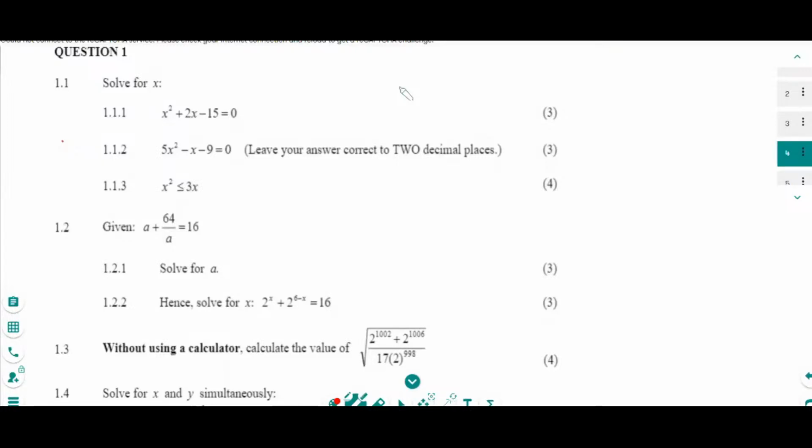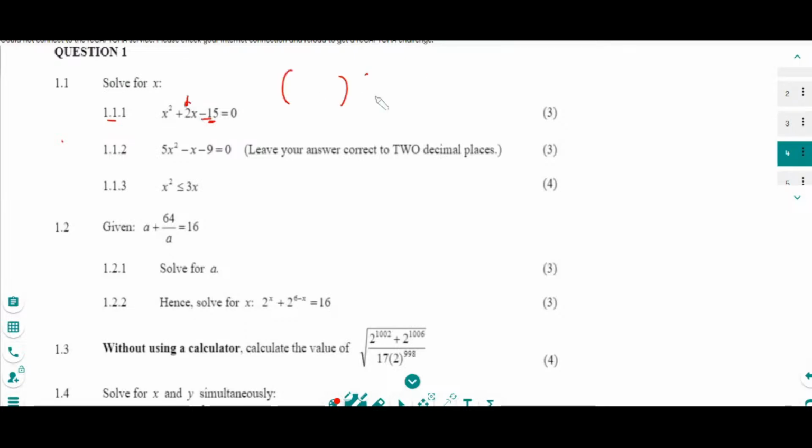Paper 1, Mathematics. Question number 1 is testing us on quadratic equations and the quadratic formula, and our knowledge of factorization. With 1.1.1, they're telling us x squared plus 2x minus 15 is equal to 0. If someone uses the factor method, just look for two numbers that multiply to give negative 15, but when we add them, we get 2.